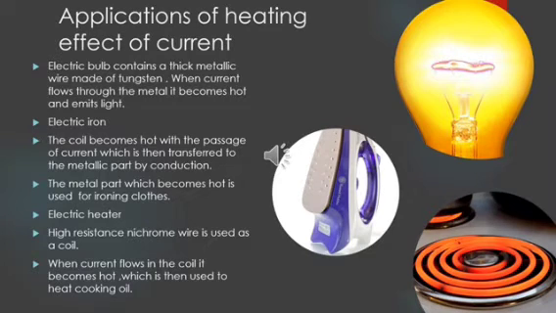Now let us talk about a few appliances which work on the heating effect of electric current. The first picture on your slide is the incandescent electric bulb. When electricity passes through this bulb, you see that there is light, and even if you touch the bulb, it is hot.